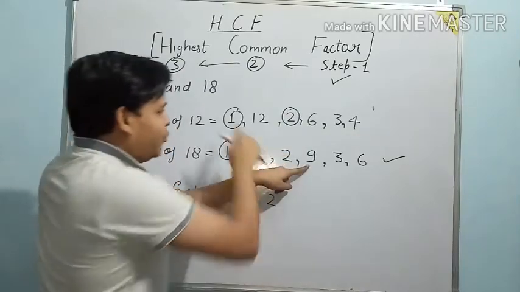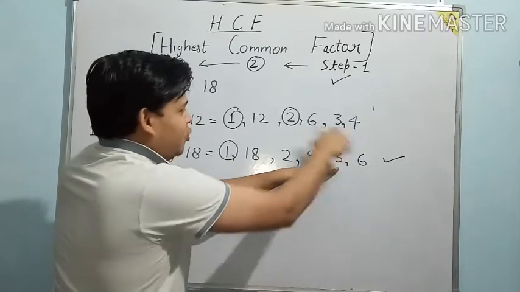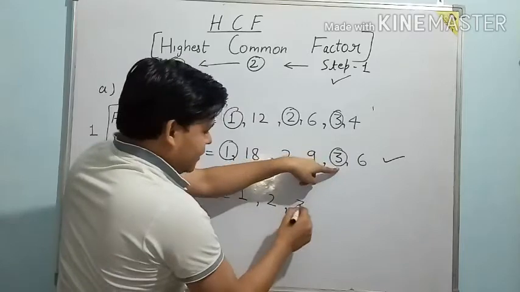The next is 9. Do we have 9 in this? No, so don't write 9. Reach the next number 3. Do we have 3 here? Yes, it's here, so circle here 3 and write here 3.